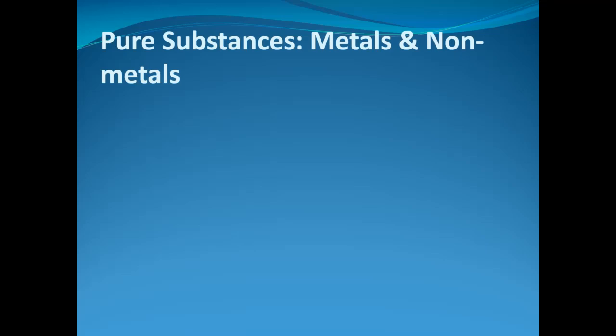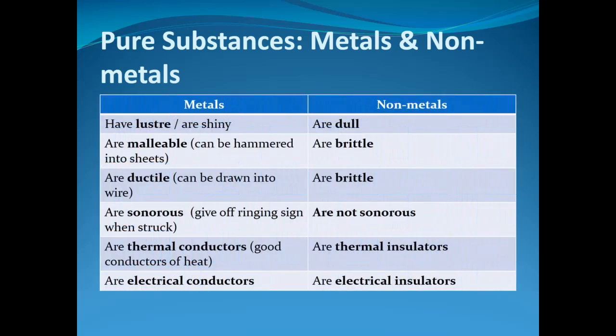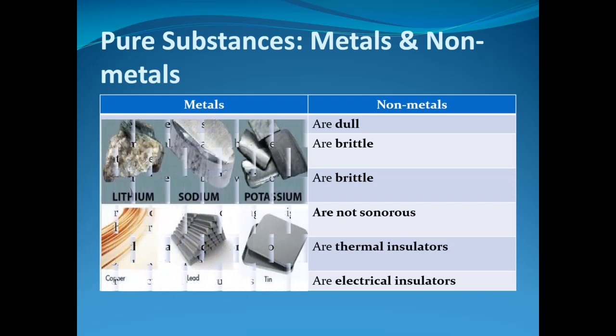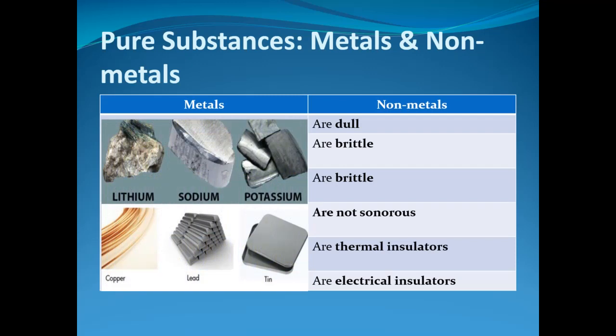So what is the difference between a metal and a non-metal? Firstly, all metals have luster or are shiny, whereas non-metals are often dull. Metals are malleable, in other words, we can hammer them into sheets, or they are ductile and can be drawn out into long wires. However, non-metals are brittle. Metals are often sonorous, so in other words, if you strike them, then they will give off a ringing sound, whereas non-metals are non-sonorous. And then metals are both thermal conductors, in other words, good conductors of heat, and electrical conductors. But non-metals are neither; they are thermal insulators and electrical insulators.